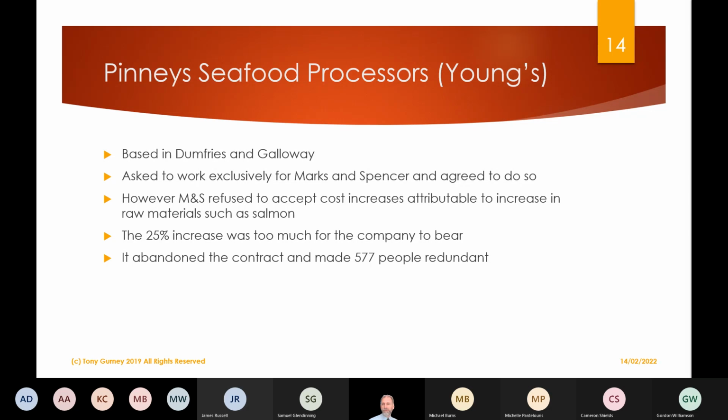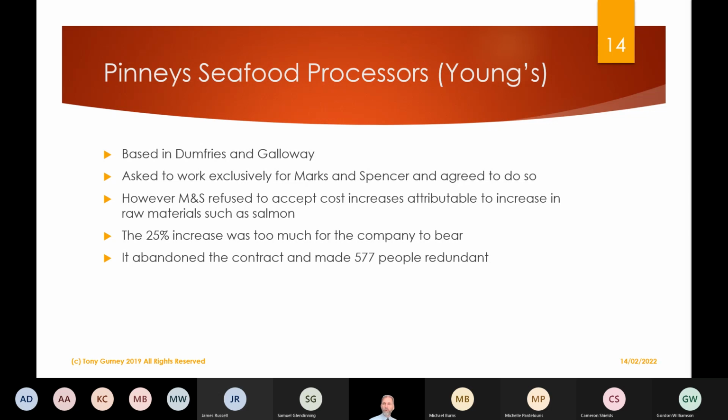So Penny's were faced with a choice. They had a contract to supply seafood, but it cost them more to supply it than they were bringing in. So they simply said, can't do it. Give up the contract. And 577 people were made redundant. Because the organisation was too reliant on one revenue stream. If they'd had contracts with lots of other companies and it was only part of their company, then they might have been fine.